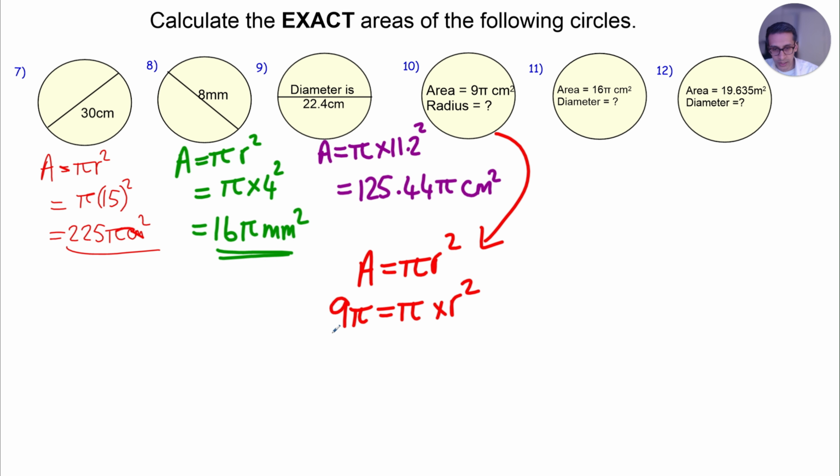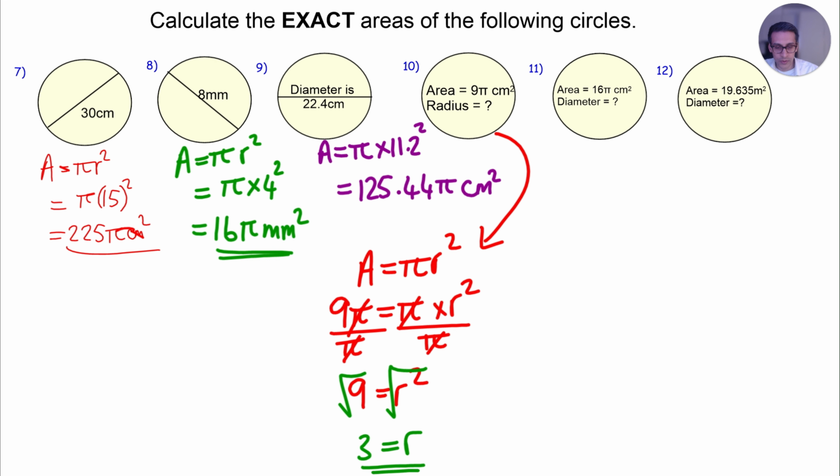Now I'm going to show you the working out just in case it's not an easy number like this one. You would divide by pi both sides to cancel pi, and that gives you 9 is equal to r squared, and then you're going to square root both sides. So square root of 9 is 3, the square root of r squared is r, so 3 is equal to r, and that's going to be centimeters, so just write 3 centimeters equals the radius.